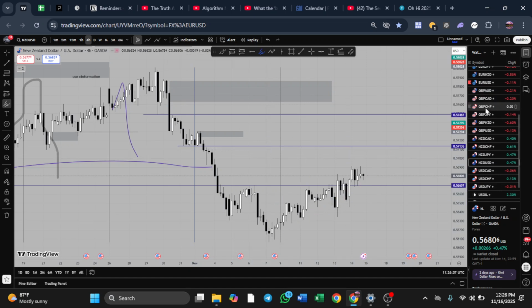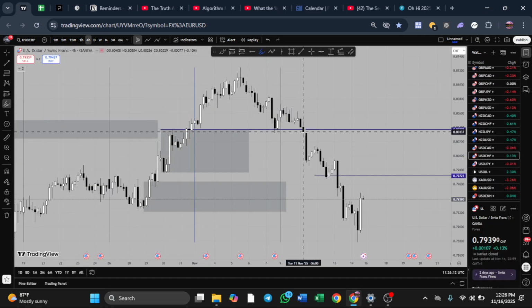So that's for USD pairs. We still have USD Swiss now.